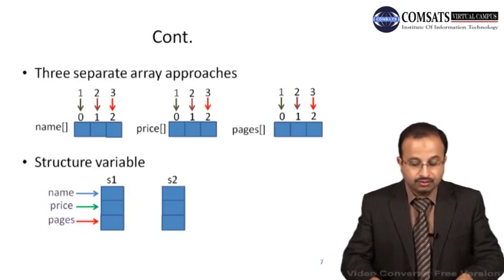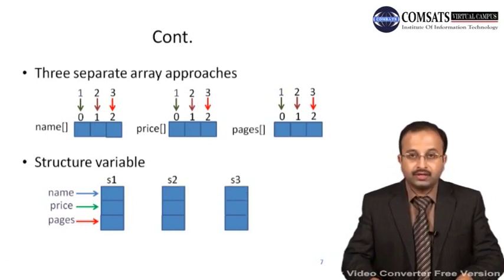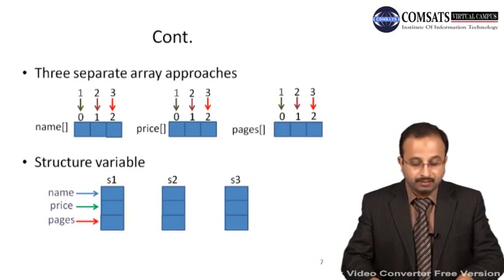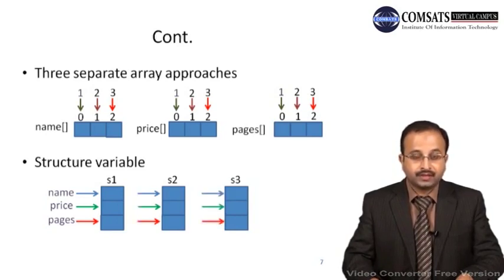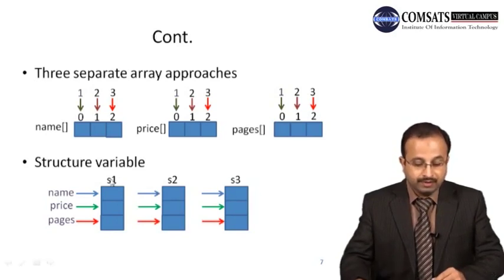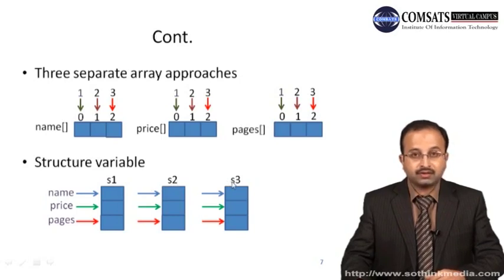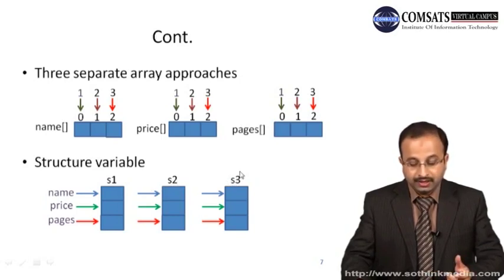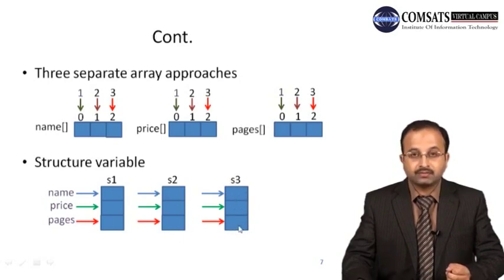इसी तरह से we have a variable S2 and for 3 books we need 3 such structure variables. This is the name, this is price and this is number of pages. So हर बुक का S1 represents record for book 1, S2 represents record for book 2 and S3 represents record for book 3. So S3 contains the whole record for book number 3. It contains the name, the price of book 3, and the number of pages of book 3.